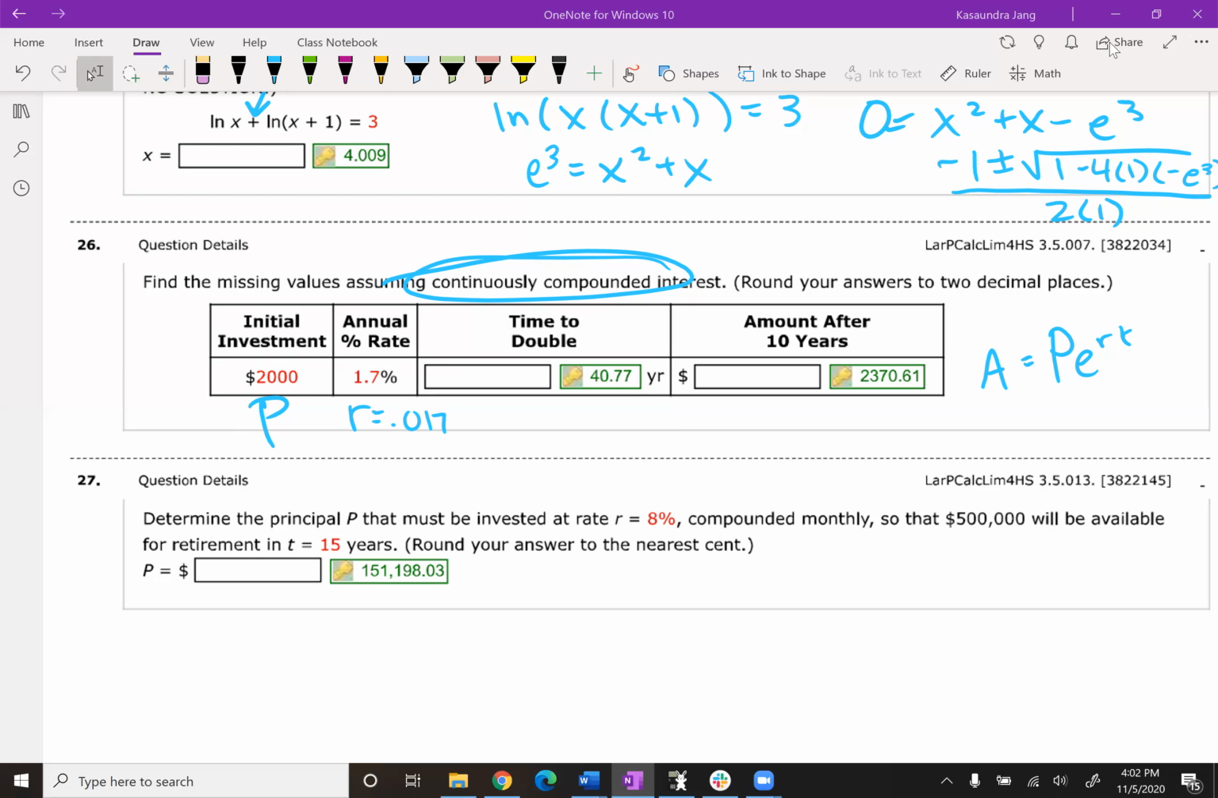So I'm going to do, let's see. How much time does it take to double it? And then what is your amount after 10 years? Okay, so let's put this in here. I've got the 2,000 for the P, e to the 0.017 for the R. The T and the A though, they haven't given us anything until right here. They want their time to double. You have to solve for the time to double what you started with. So instead of being at 2,000, you doubled it, you're ending with 4,000.